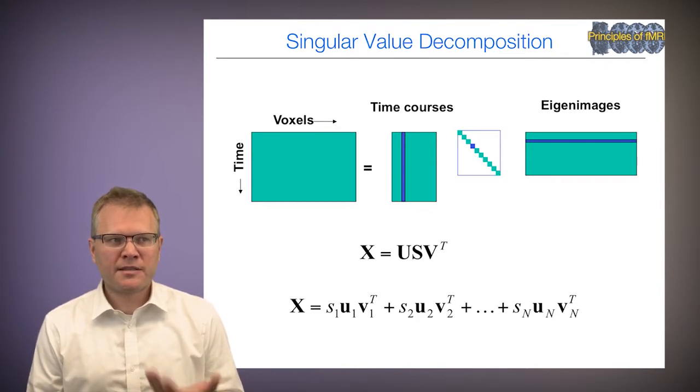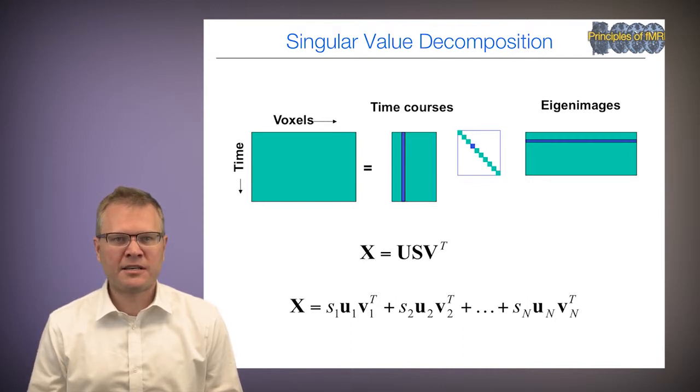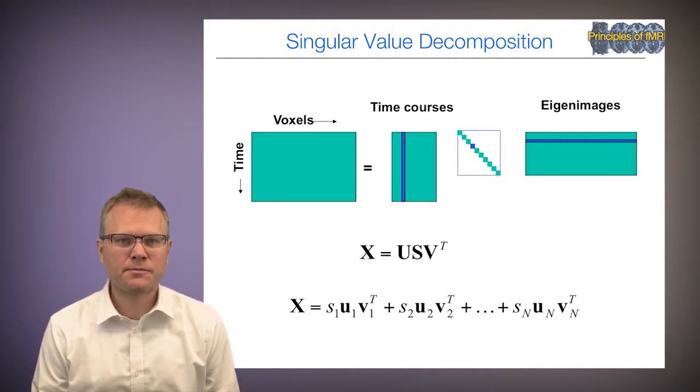So we can write this as X is equal to U times S times V transpose, but because of the diagonal nature of S, we can also decompose it into each column of U and V. We can write S1 times U1 V1 transpose, etc., for each of the subsequent columns.